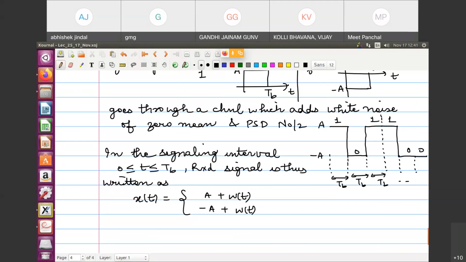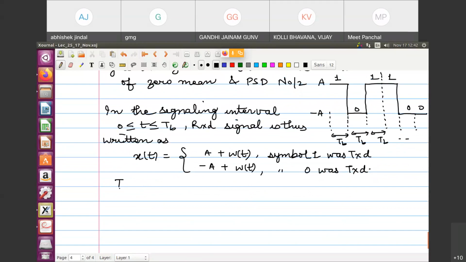So in the signaling interval, there are only two possible waveforms you can receive. When will you receive this? If symbol 1 was transmitted, and this when symbol 0 was transmitted. Okay, here TB is the bit duration, and A is the transmitted pulse amplitude.